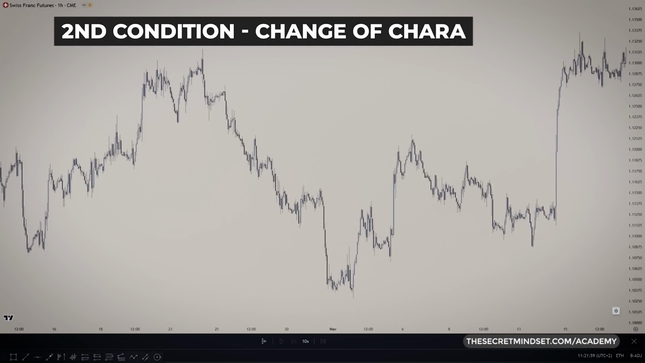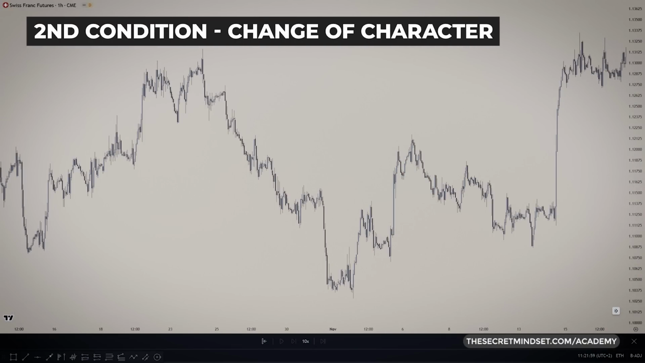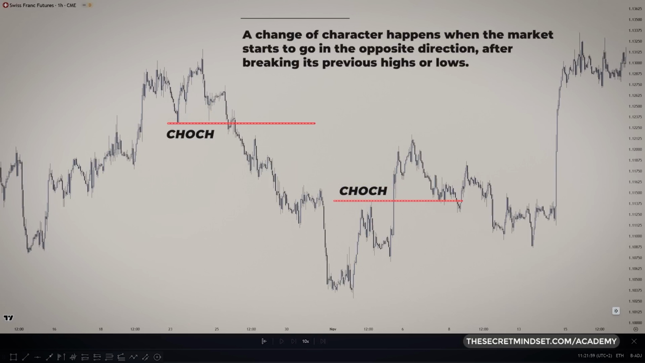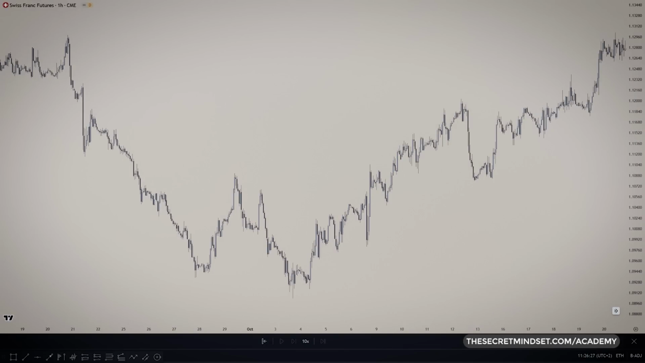The second condition is the development of a change of character. A change of character happens when the market starts to go in the opposite direction after breaking its previous highs or lows. It's like a sudden and big change in how the price moves in the market. For instance, we have this market that's been going down, making lower highs and lower lows. If suddenly the price breaks above its last major high point, that's a change of character. It suggests the market might be turning around, with buyers taking over.